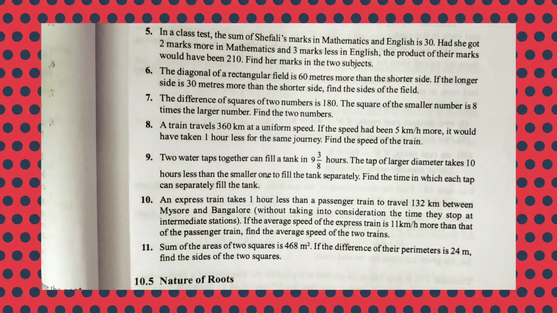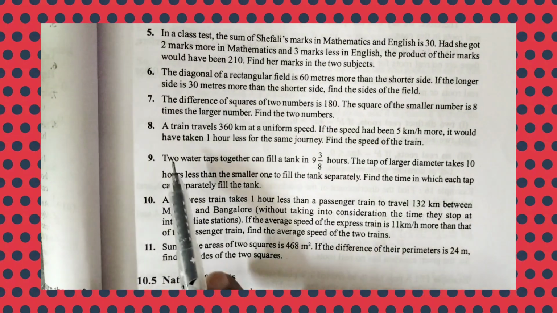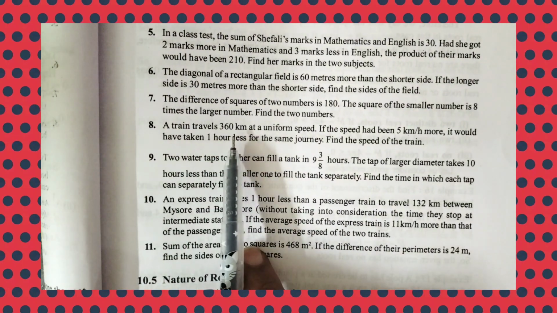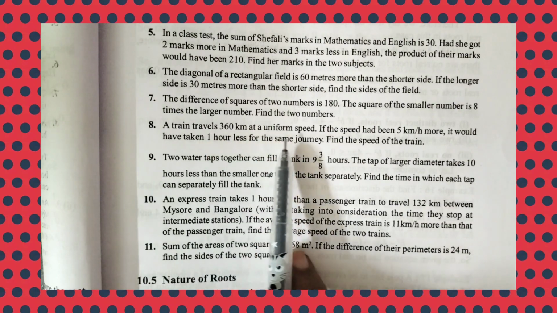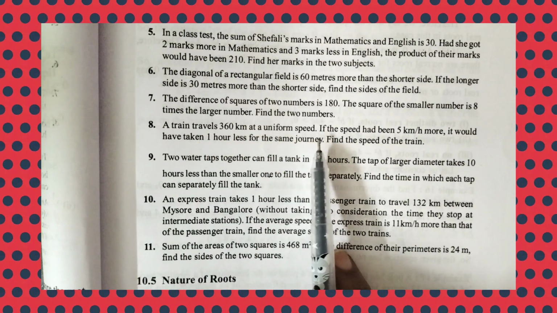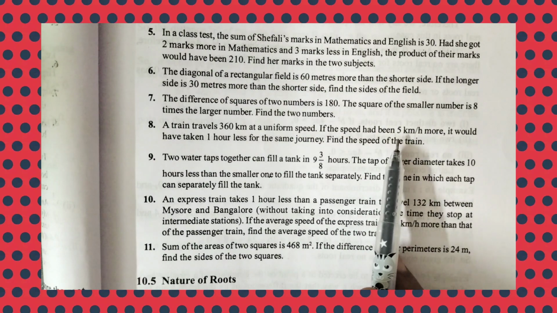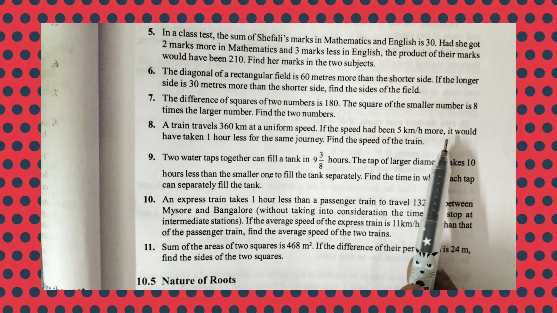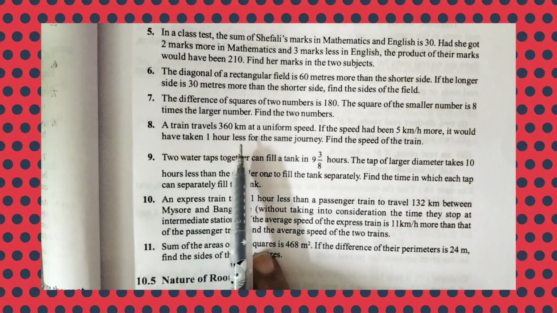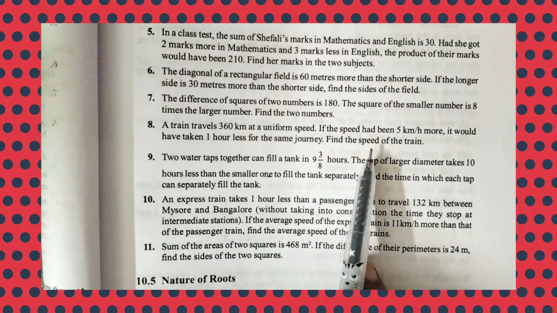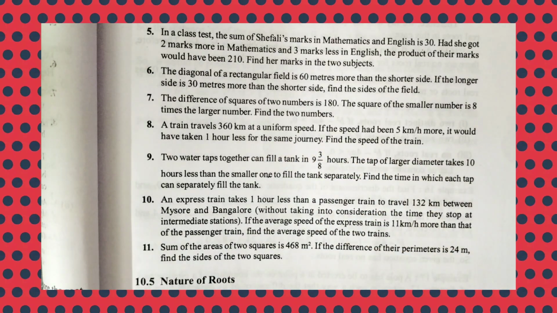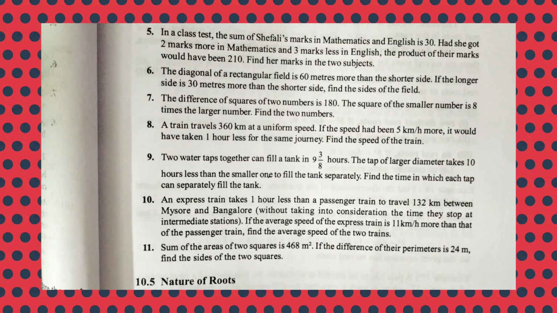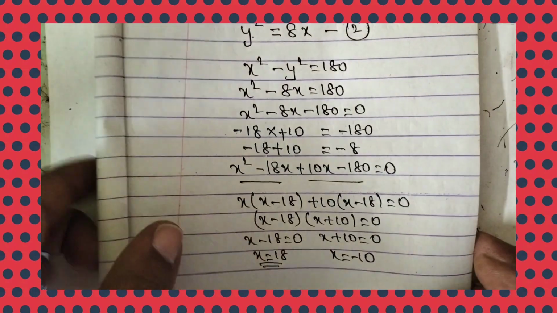So in question number 8, they have given: a train travels 360 km at a uniform speed. If the speed had been 5 km per hour more, it would have taken 1 hour less for the same journey. Find the speed of the train. So in this question, we have to find what is the speed of the train. So let us answer this question now.